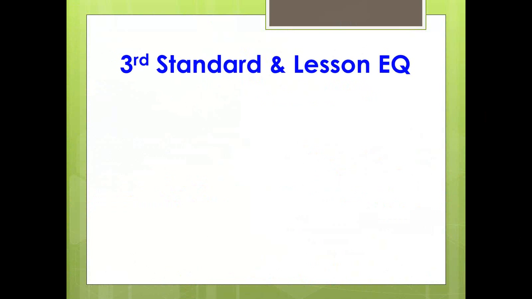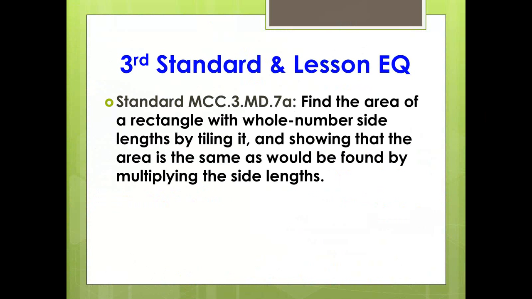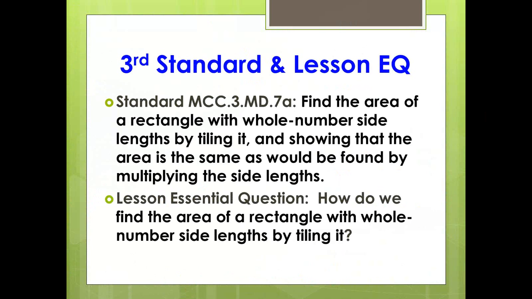We're going to start off, of course, with 3rd grade and the 3rd grade standard and the lesson essential question. The standard for today is MD.7A, and that standard says, find the area of a rectangle with whole number side lengths by tiling it and showing that the area is the same as would be found by multiplying the side lengths. The essential question for this particular standard is, how do we find the area of a rectangle with whole number side lengths by tiling it?